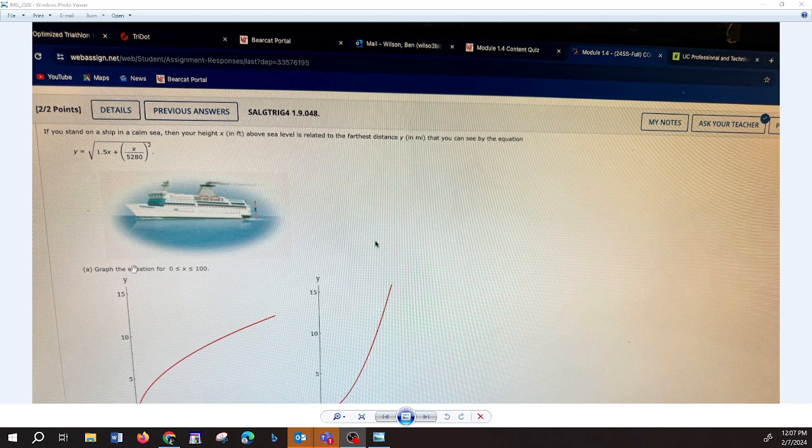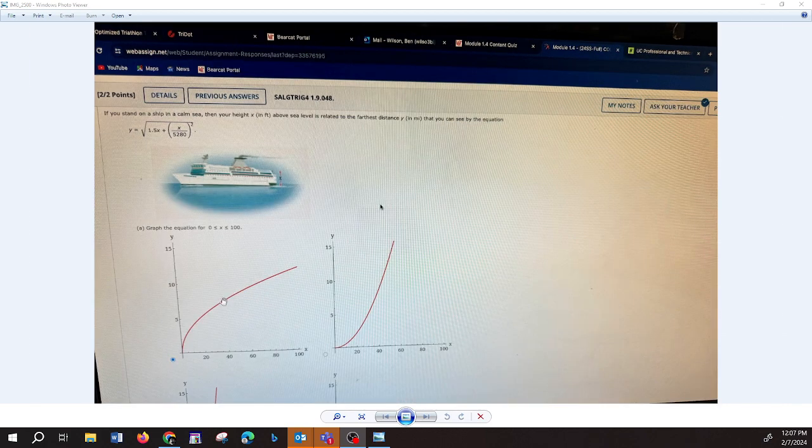First thing that I want you to do is take a look at this equation and what its corresponding graph looks like. So the best thing that you need to do here is take this and put it into Desmos. But before we put it into Desmos, take a look at the x-axis going from 0 to 100, scaled by 20s, and the y-axis going from 0 to 15, scaled by 5s. So we'll keep that in mind.